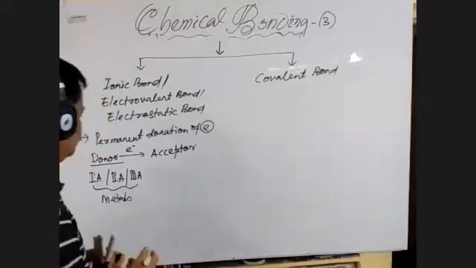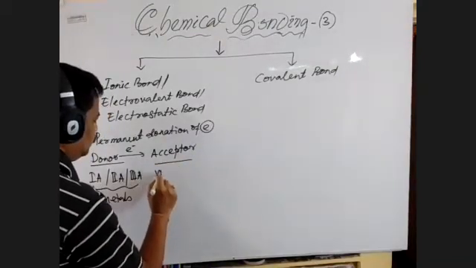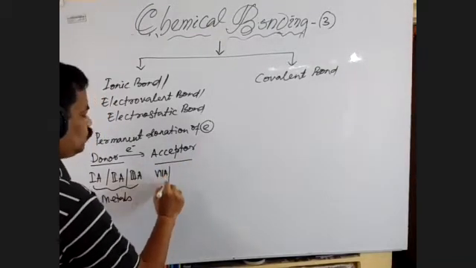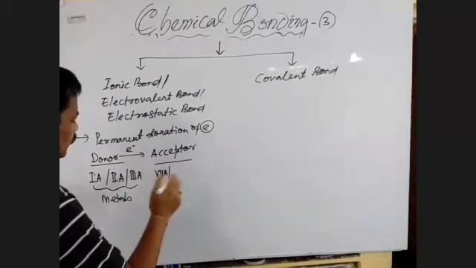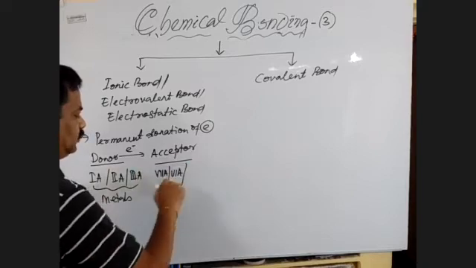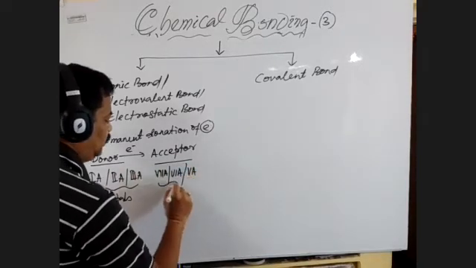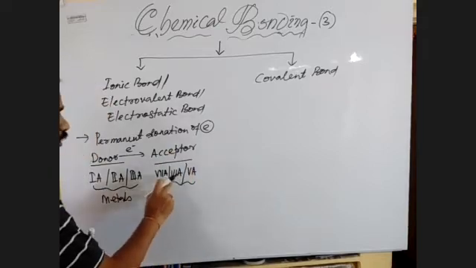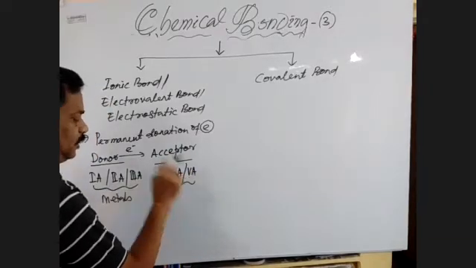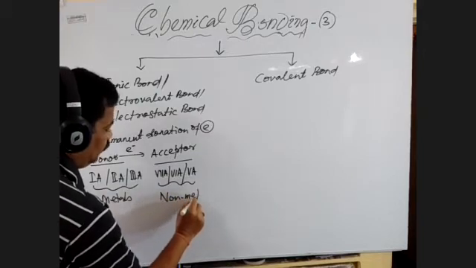Who has a tendency to gain electron? The seventh A group, that is the halogen family. Next, the sixth A group, that is the oxygen family. And next is the nitrogen family, that is the fifth A group. All these are halogen family, oxygen family, nitrogen family. All these are non-metals.